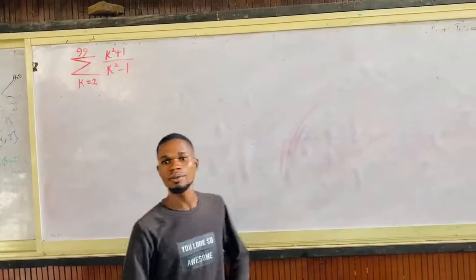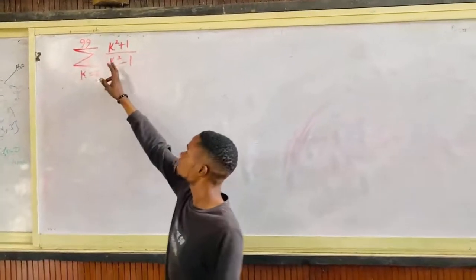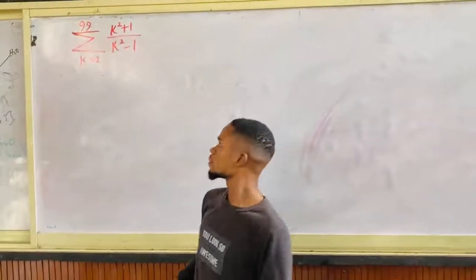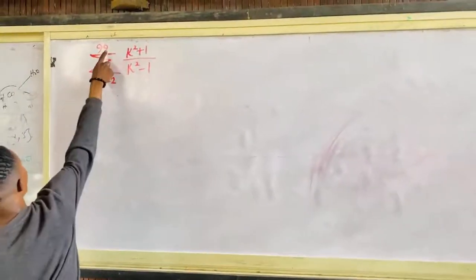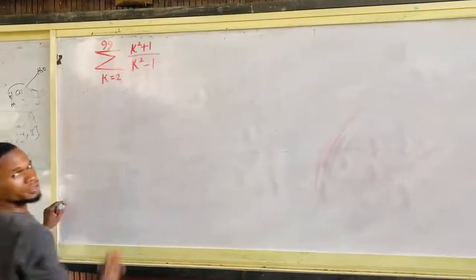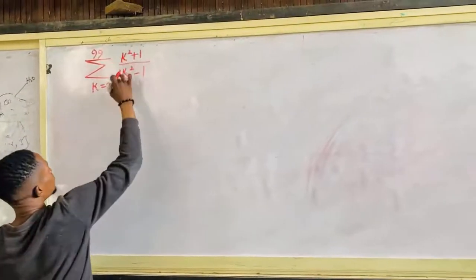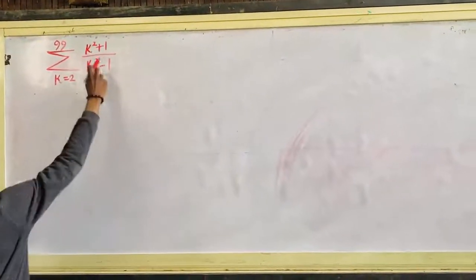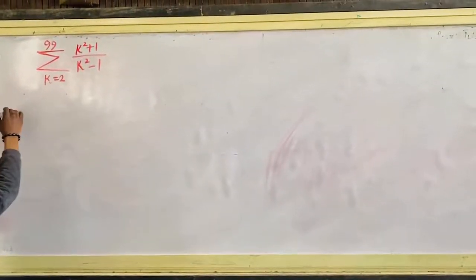So how do you find the sum of this term? k squared plus 1 over k squared minus 1. The first term is 2 and the last term is 99. So we can resolve this into partial fractions. But before we do that, we notice they have the same degree, so we can use long division.